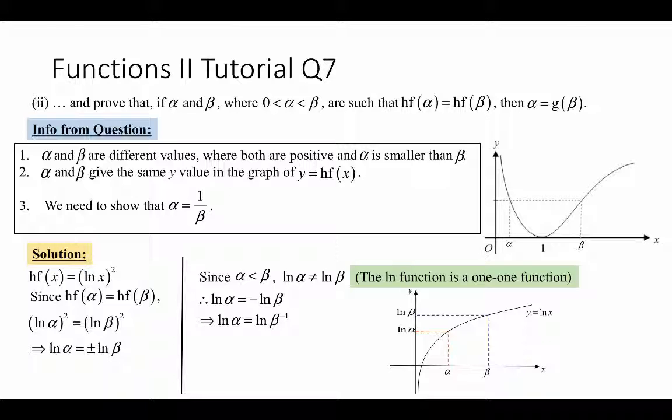From here, using the law of logarithm, I know that ln alpha can also be equal to ln of beta to the power of negative 1, or ln alpha equals ln 1 over beta, and hence we have shown alpha equals 1 over beta.